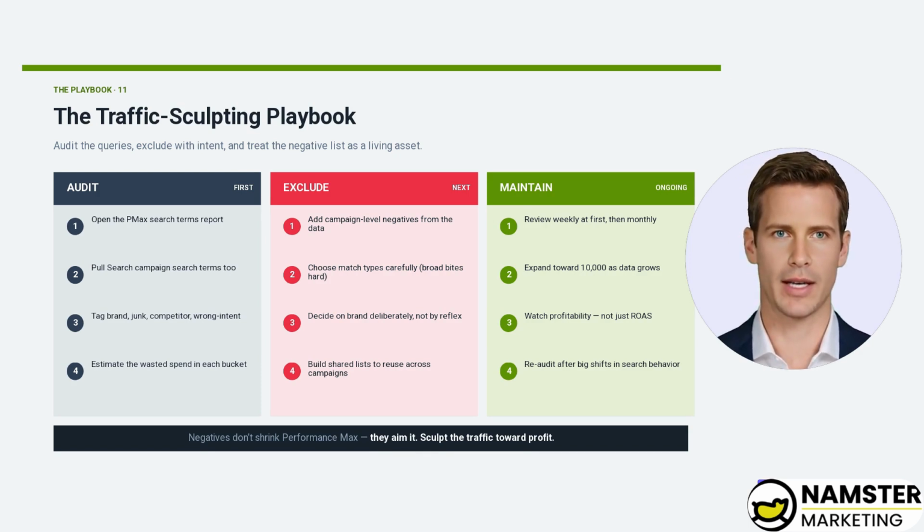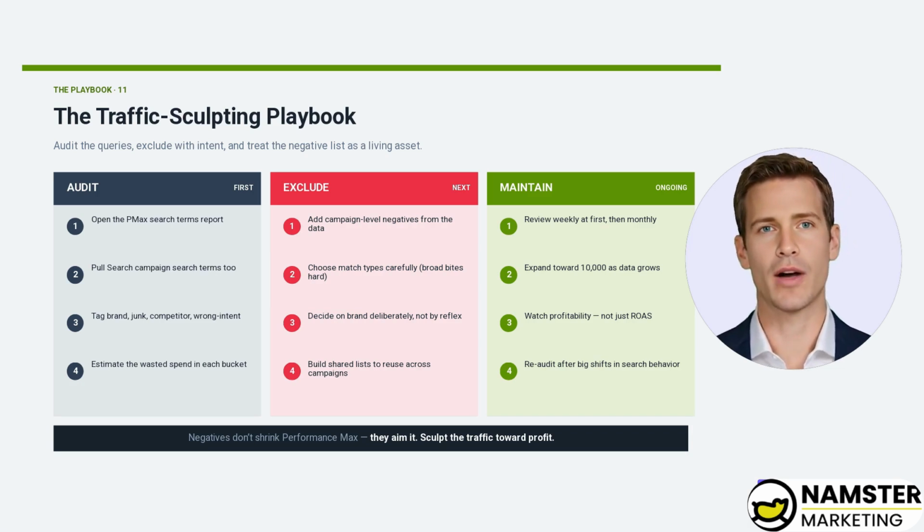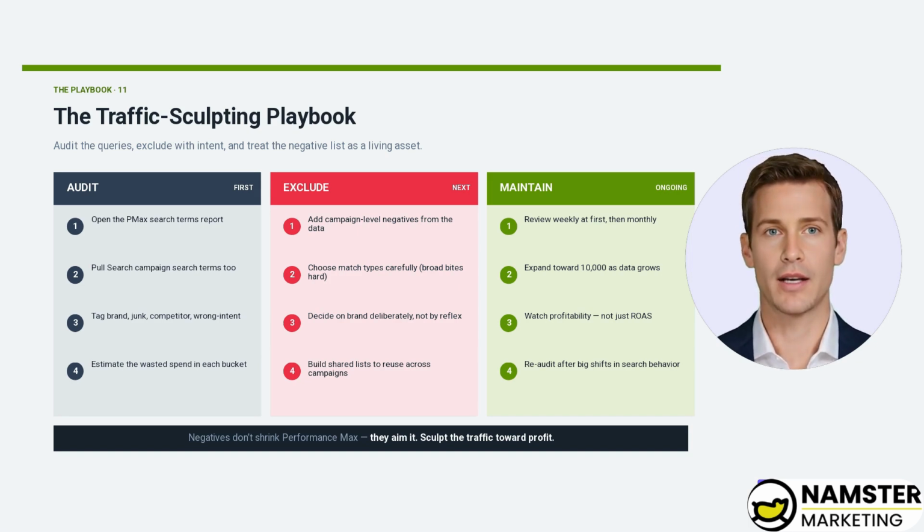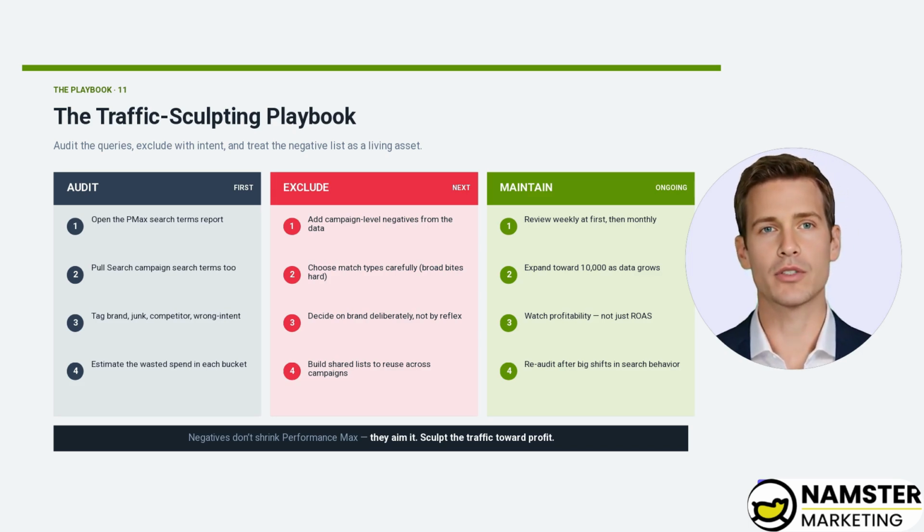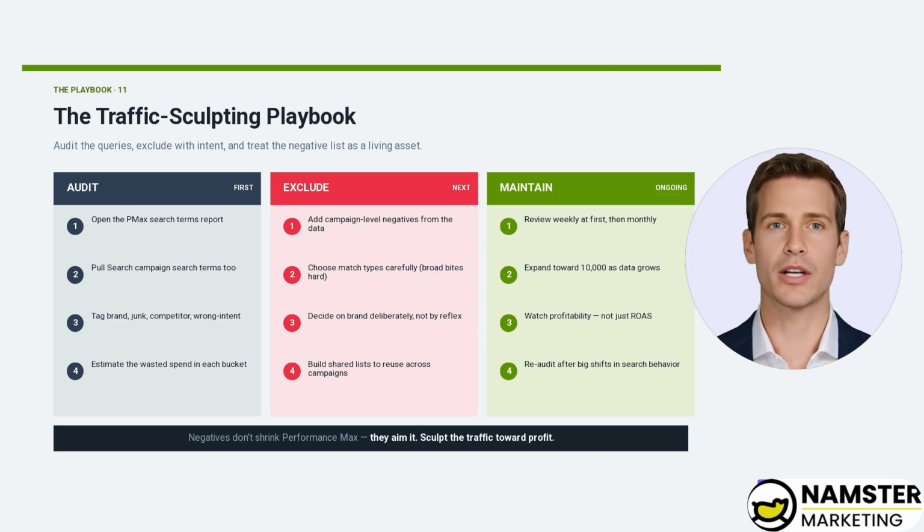Review your data weekly, expand toward that 10,000 cap as you gather more data, and always watch your actual profitability rather than just the ROAS figure. Remember, negatives don't shrink Performance Max, they aim it. By following this playbook, you stop being a passive observer of the black box and start being the architect of your own success. Sculpt your traffic toward profit, use the tools Google has finally provided, and ensure every dollar of your budget is working as hard as possible.